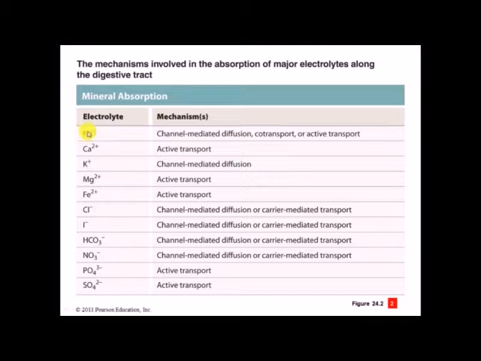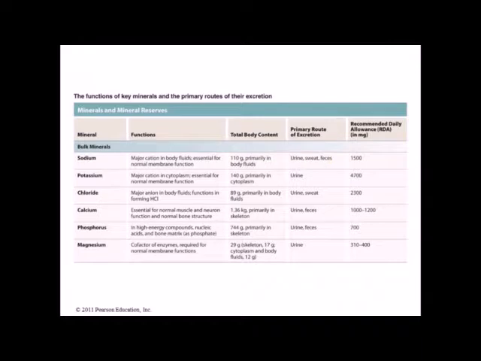So these next few charts, I don't expect you to know all this information, but it might be just a nice refresher on what some of the electrolytes are and the mechanisms that transport them along the digestive tract, where the absorption is along the digestive tract. These are some of the key minerals and their routes of excretion. So urine and feces, basically. We do know that sodium comes out in the sweat, but most of the other ones are urine and feces.